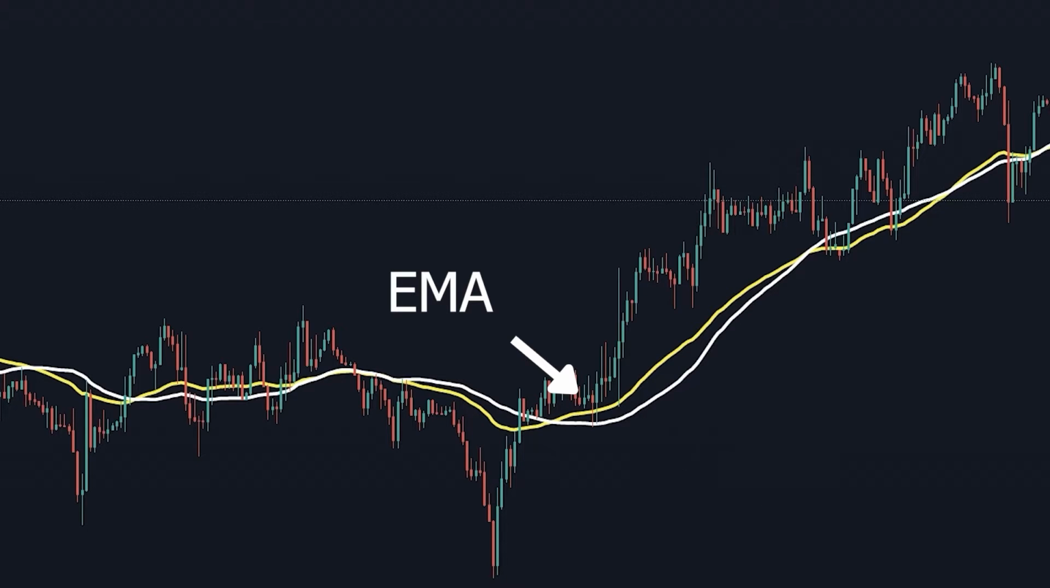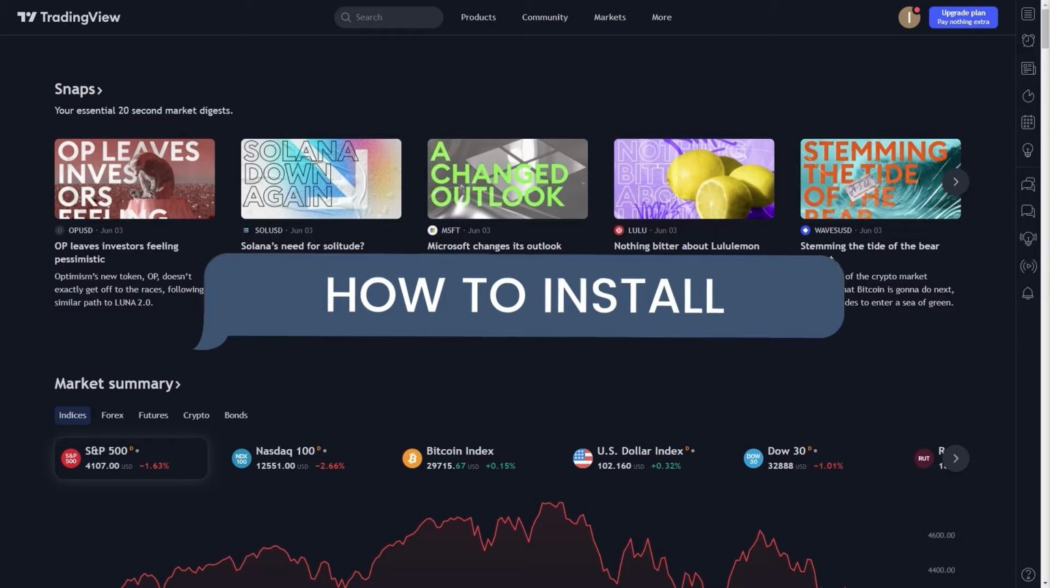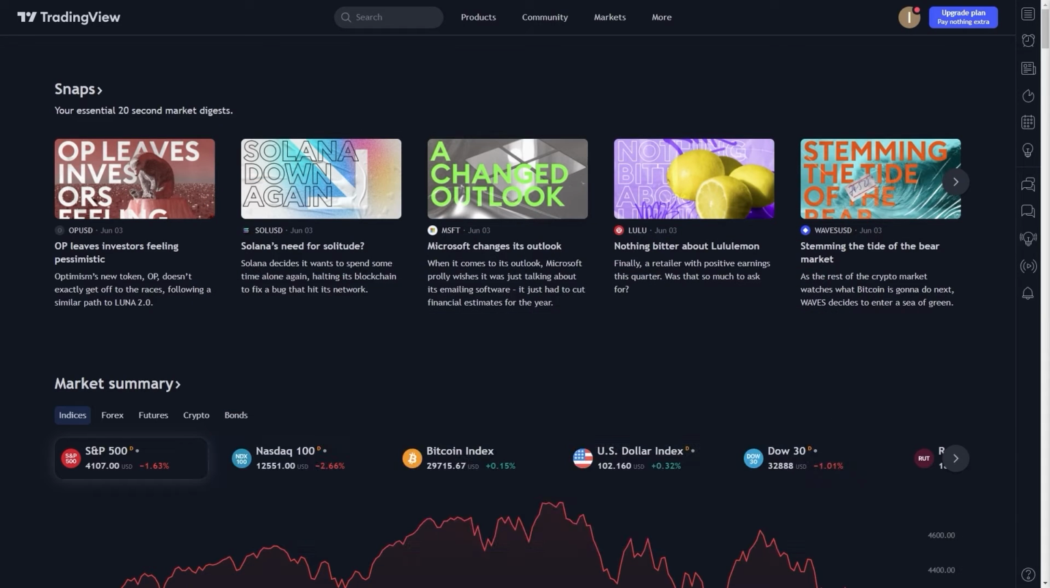Now, we will test the two EMA crossover strategy. How to install the indicator. We are using TradingView to combine this indicator. Go to tradingview.com, or you can click the link in the description below and sign up for a free account. In a free account, you can get access to up to 3 indicators for free.